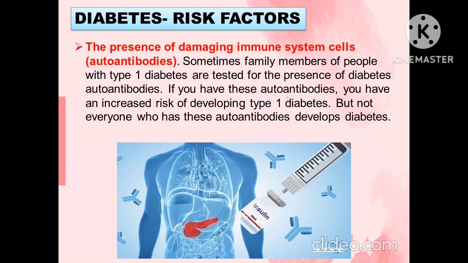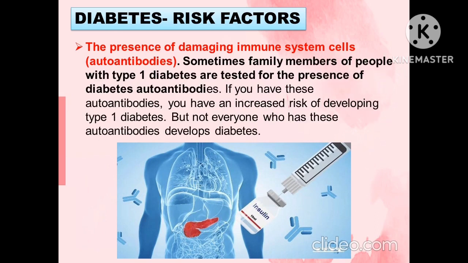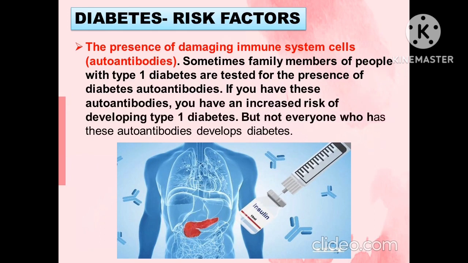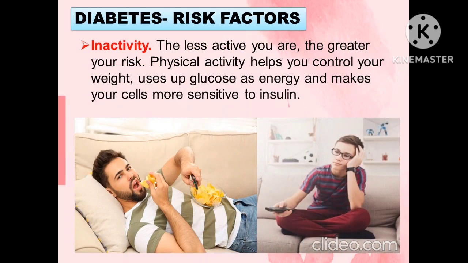Another risk factor of diabetes is the presence of damaging immune system cells called autoantibodies. Sometimes family members of people with type 1 diabetes are tested for the presence of diabetes autoantibodies. If you have these autoantibodies, you have an increased risk of developing type 1 diabetes, but not everyone who has these autoantibodies develops diabetes.